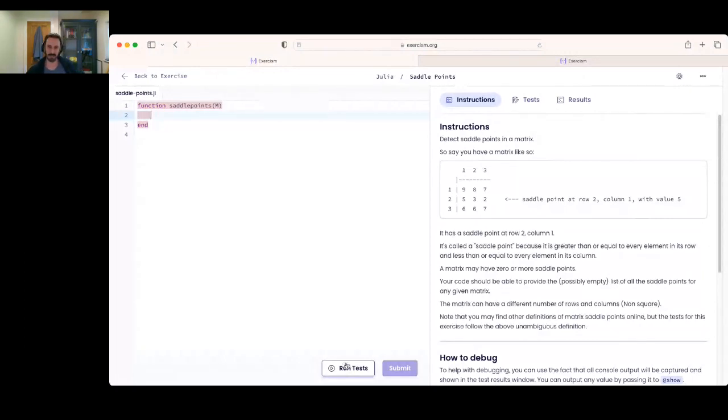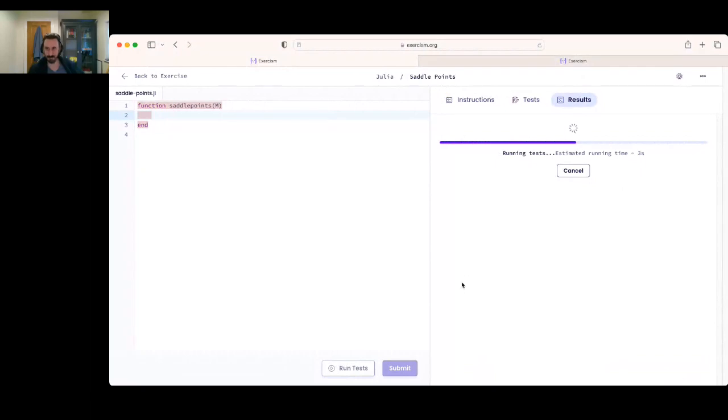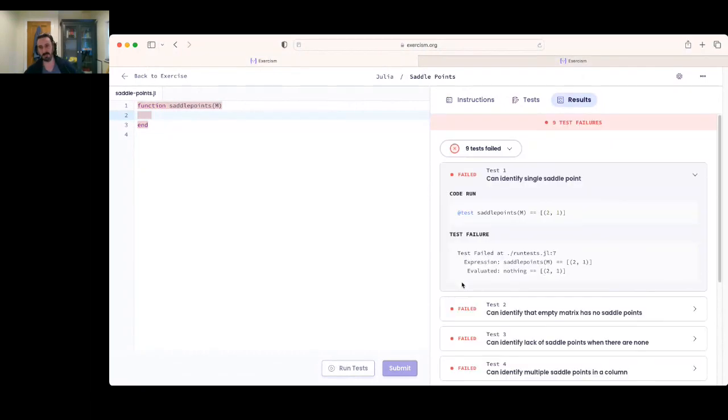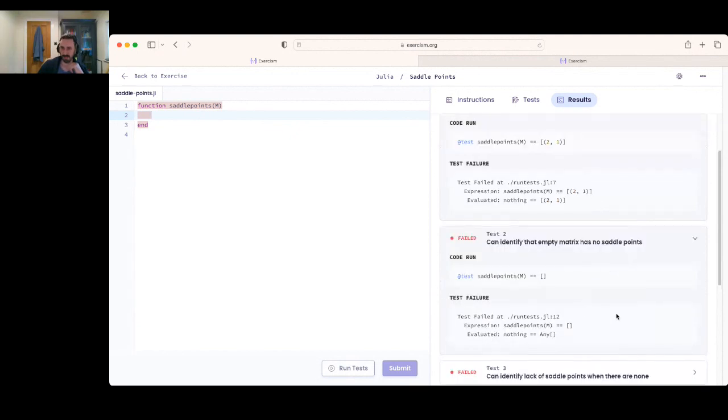Cool. Right, let's just run the tests and see what happens. Let's see what the expectations are. Let's see what fails. Let's do some test-driven development. Let's try and get something that matches the outputs without being too cheaty. Can I identify a matrix has no saddle points? Okay, well that's an easy one, isn't it?